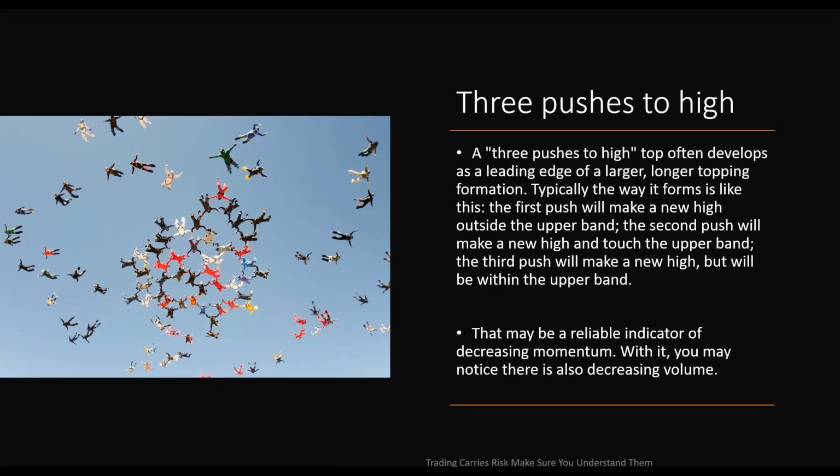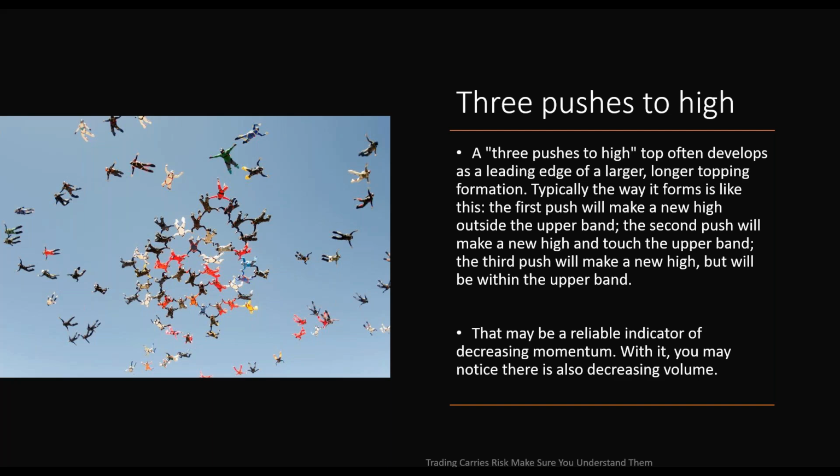Now, there's a trading strategy using Bollinger Bands called three pushes to high. Tops often develop as a leading edge of a larger, longer topping formation. Typically, the way it forms is like this. The first push will make a new high outside the upper band. The second push will make a new high and touch the upper band. And the third push will make a new high, but will be within the band.